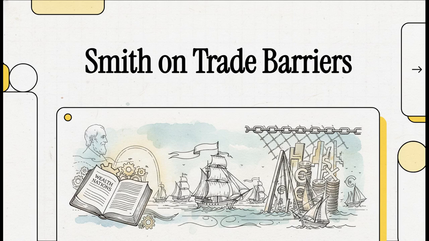Today, we are diving deep into one of the most important books ever written on economics, Adam Smith's The Wealth of Nations. We're going to break down his classic arguments on free trade, the ideas that completely flipped the script back in his day, and honestly are still at the center of huge debates today. All right, let's jump right in.